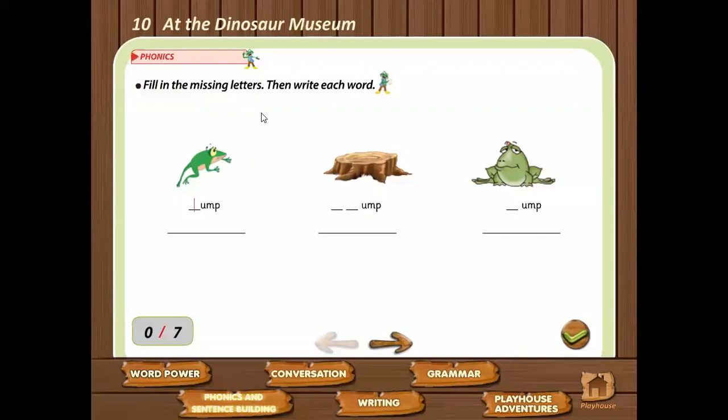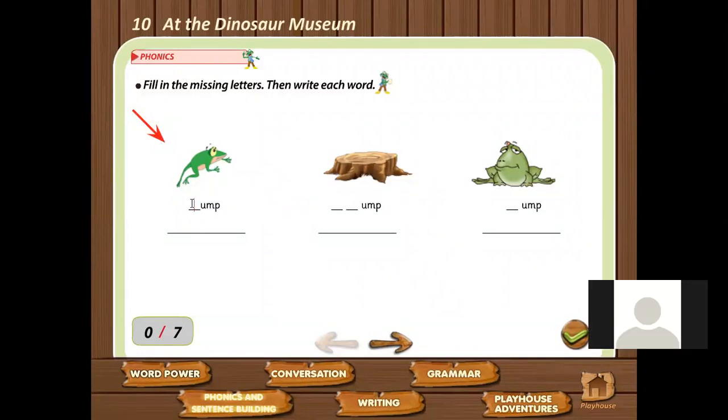Fill in the missing letters, then write each word. What is this? Dima, look at the picture. What do we say? The frog? Jump. Excellent. Great. Yalla, write J, jump. Or we can write small letter j. Jump. Thank you, Dima. Yalla, ya Juri.